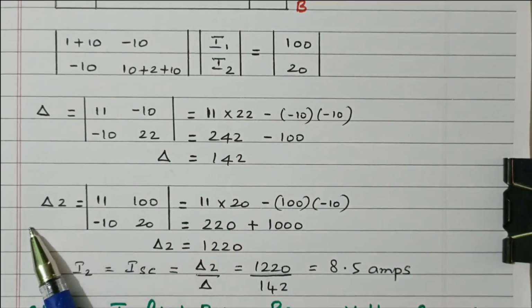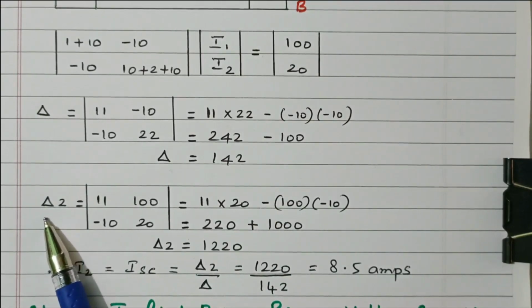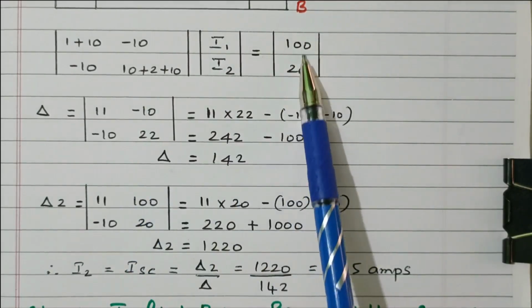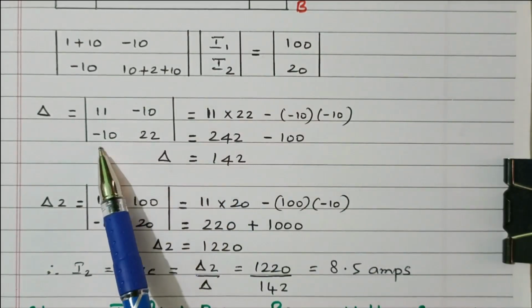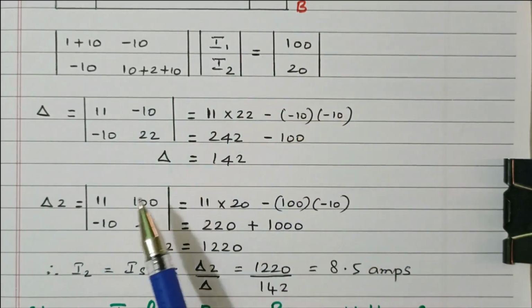Now we will find delta 2. Delta 1 is not needed because the short circuit current is I2, so delta 2 is enough. What is delta 2? The second column should be replaced by the voltage matrix. If you replace the first column with the voltage matrix, it is delta 1. The second column replaced by the voltage matrix is delta 2.